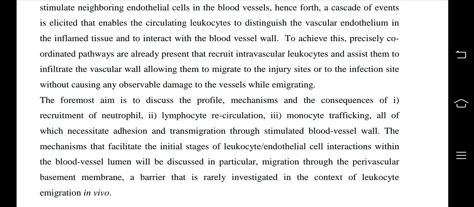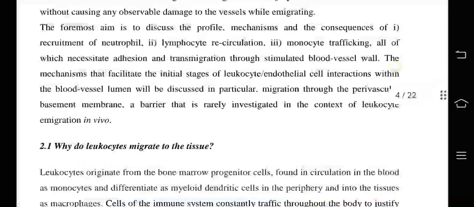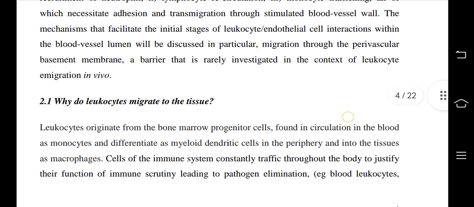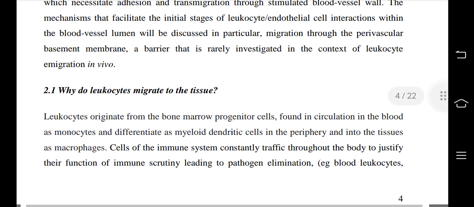The foremost aim is to discuss the profile, mechanism, and consequence of recruitment of neutrophils, lymphocyte recirculation, and monocyte trafficking, all of which necessitate adhesion and transmigration through the stimulated blood vessel wall. The mechanism that facilitates the initial stage of leukocyte-endothelial cell interaction within the blood vessel lumen will be discussed, in particular migration through the perivascular basement membrane, a barrier that is rarely investigated in the context of leukocyte emigration in vivo.